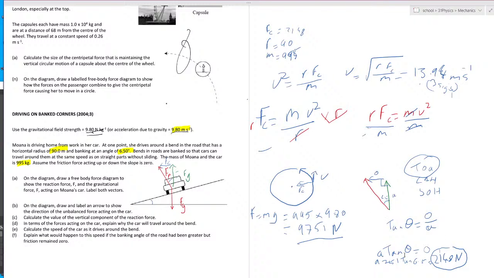So if this angle increases, we've got A times the tan of theta is equal to our centripetal force. If theta increases, what's going to happen to this number? This is a direct relationship.